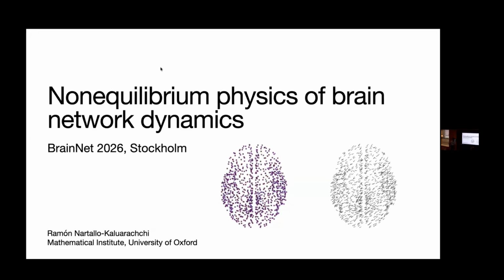Like Arvin said, I'm a PhD student in the Mathematics Institute in Oxford, and I'm going to talk about some work that I did in my PhD on non-equilibrium physics of brain network dynamics. But the focus is not so much on the results. I also want to try and take you through why this is an interesting way to look at the brain, and also go through some of the mathematical foundations that allow you to apply this to data, and then also some practical techniques that you can apply to your own data.